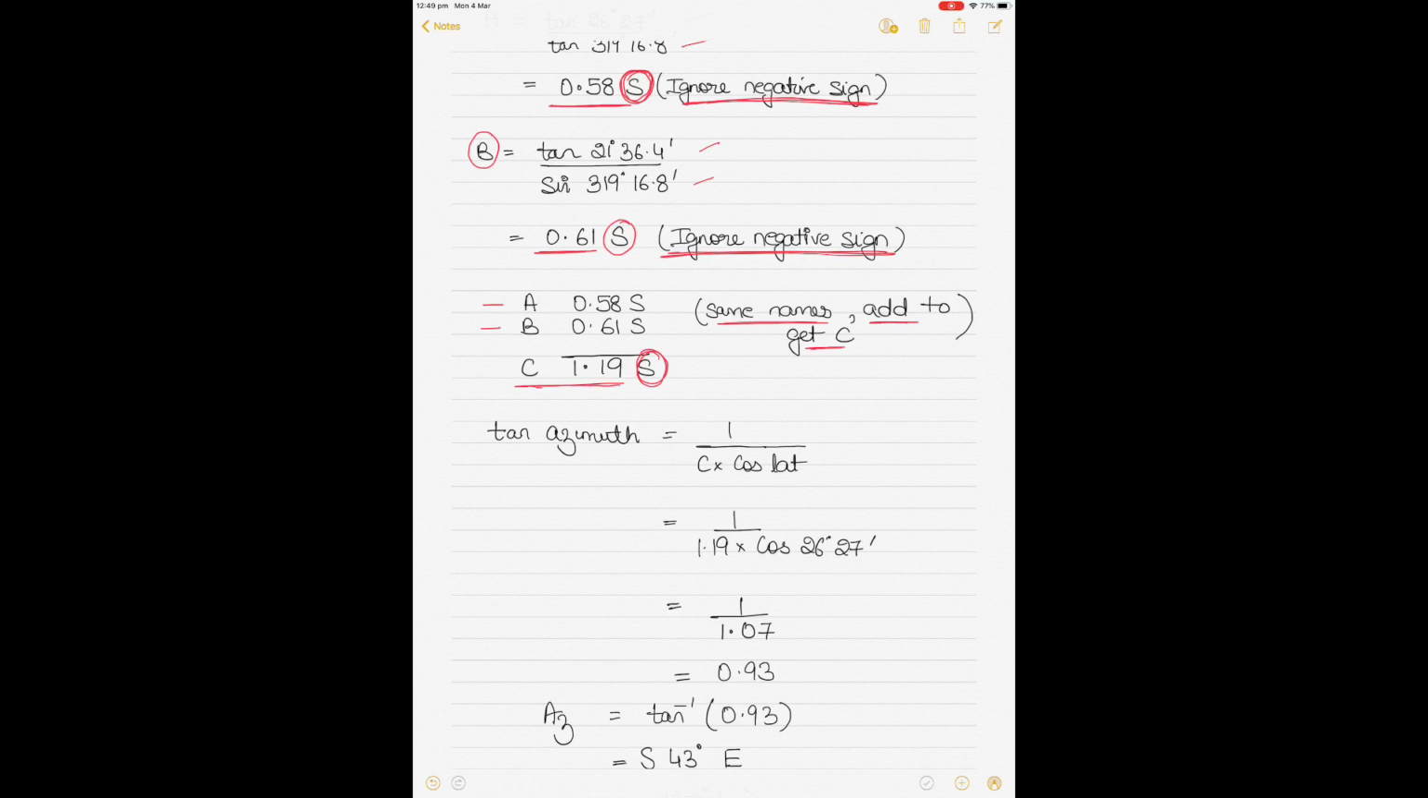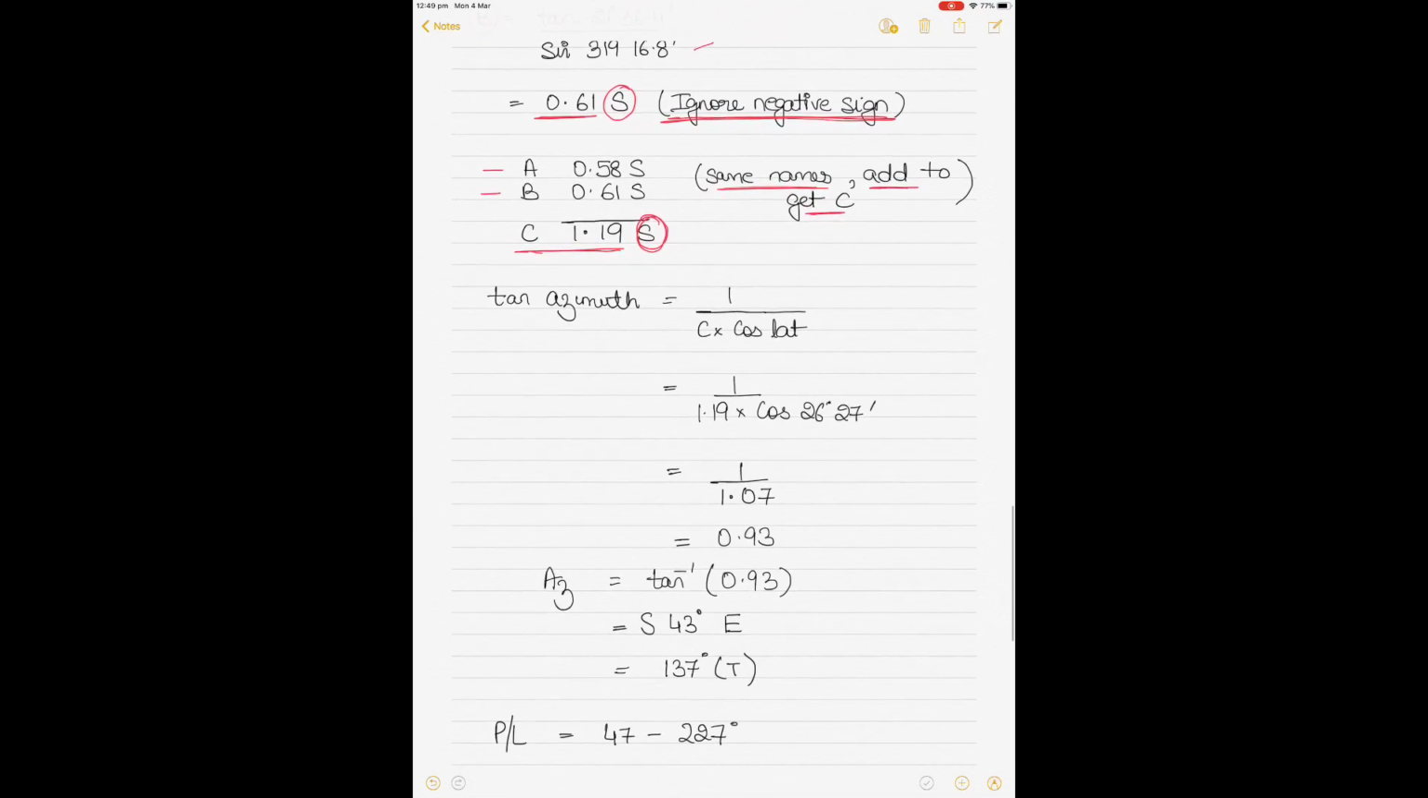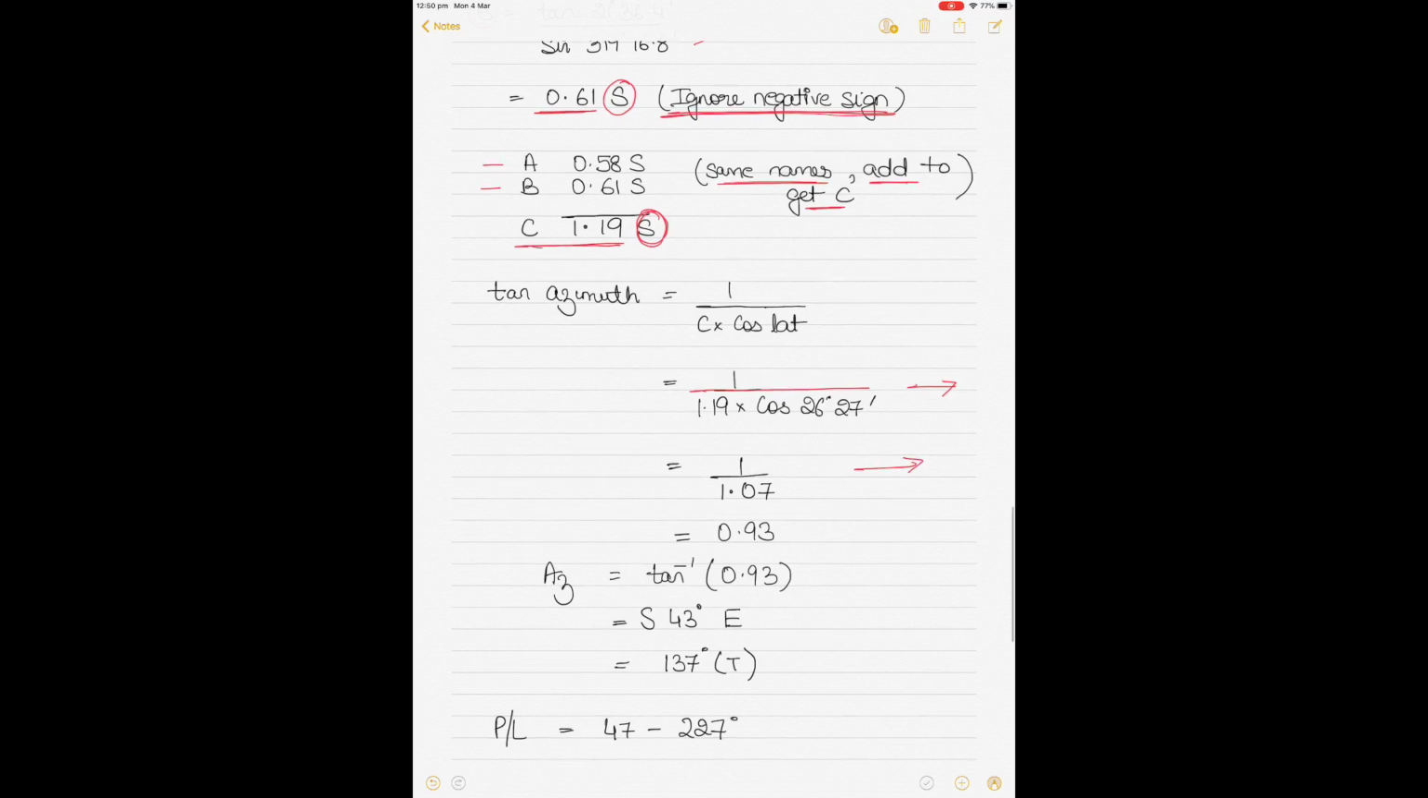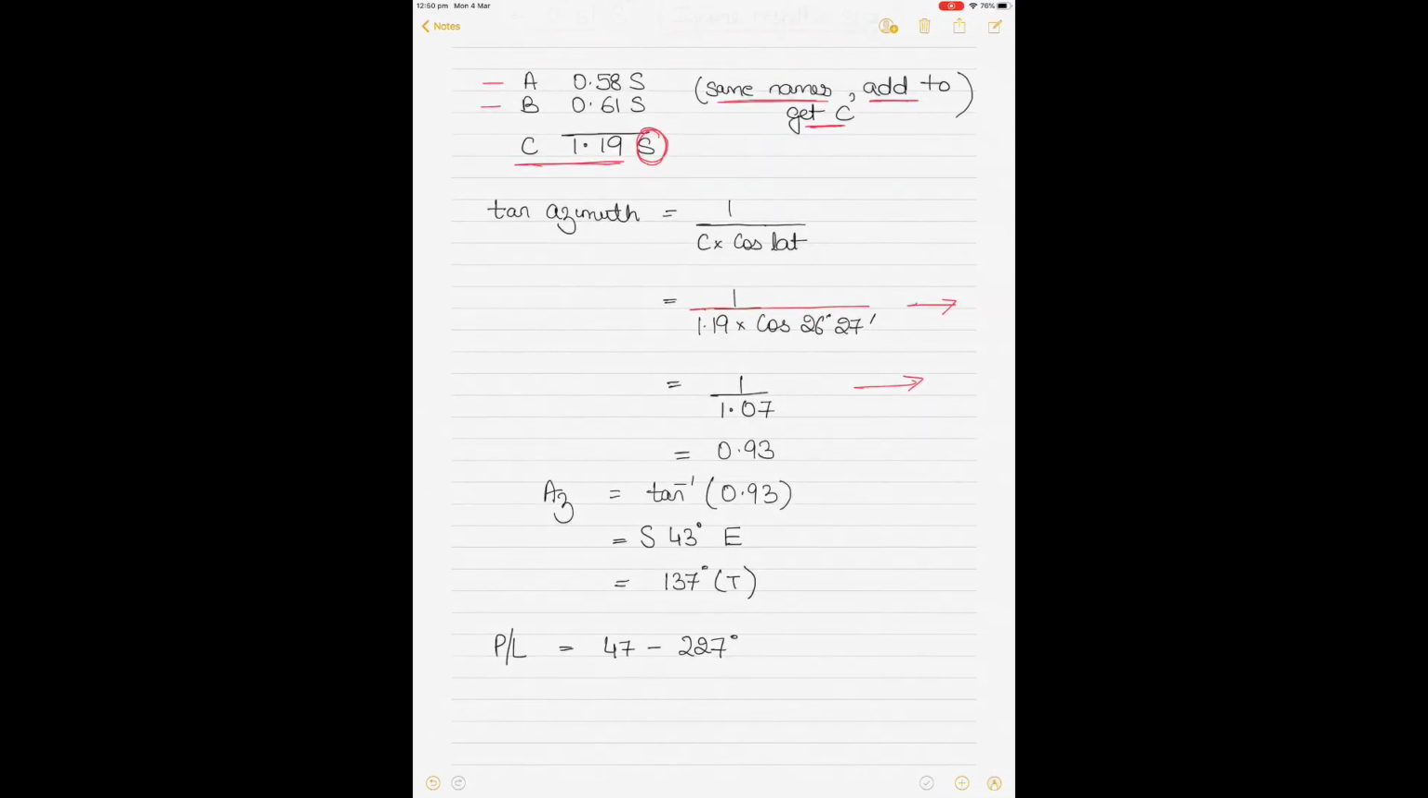C becomes 1.19. To find the azimuth, the formula is tan azimuth equals 1 divided by C times cos of lat. Solve the denominator first. Alright, don't do 1 by C times cos of lat, don't do that. First find out C times cos of latitude, which I have. You can see, solve the denominator first. See if your answers are matching mine, they should. And then divide 1 by the denominator. Then do a tan inverse of what you get.